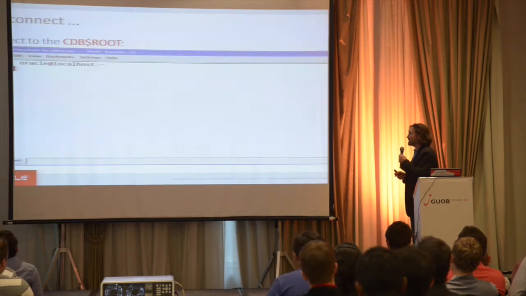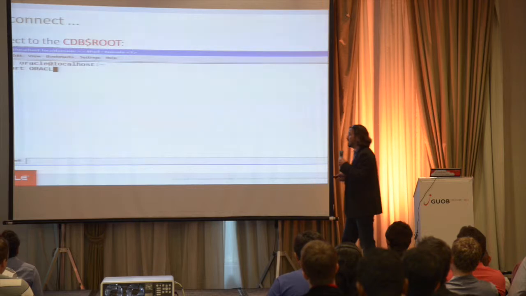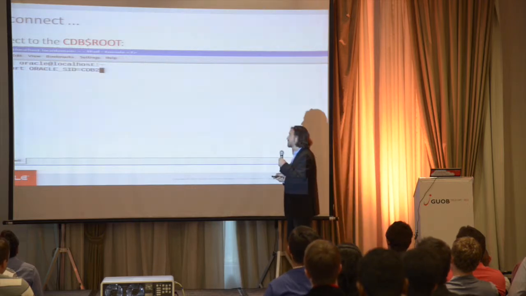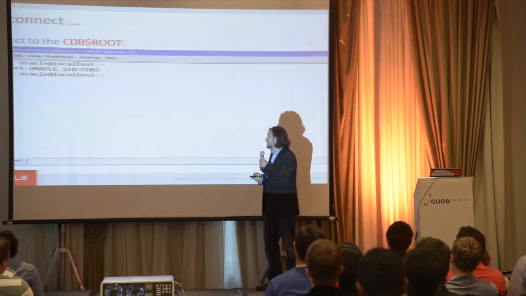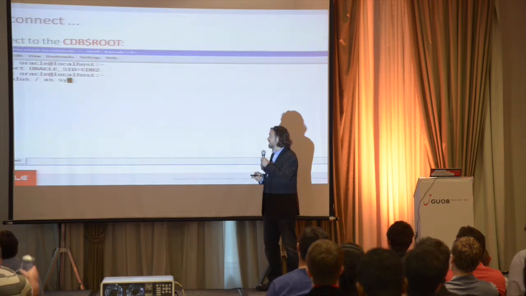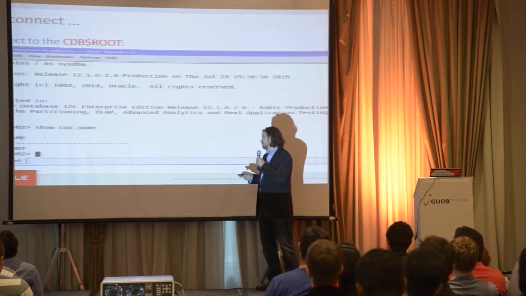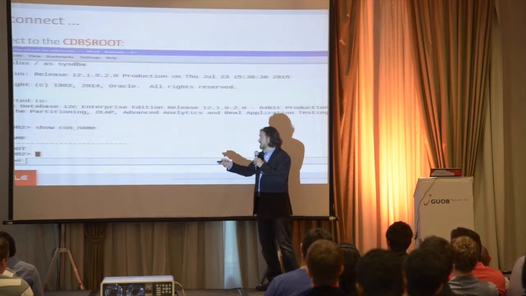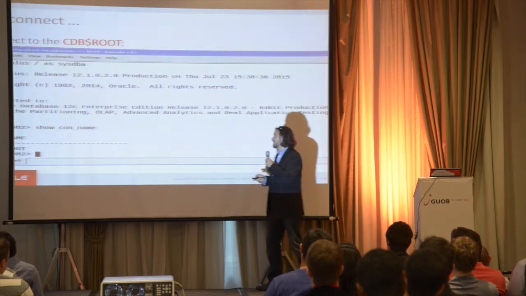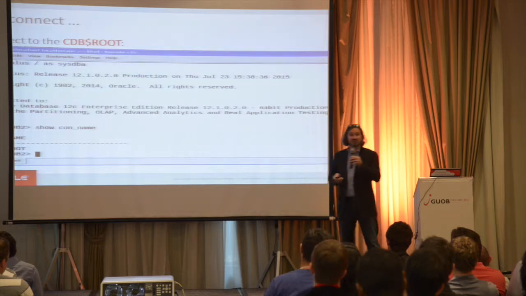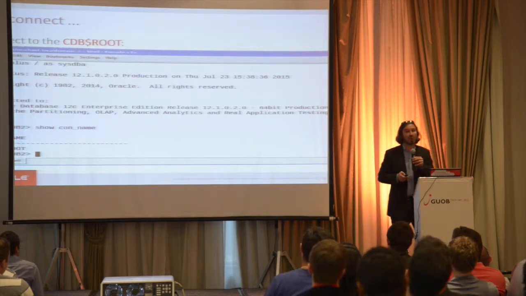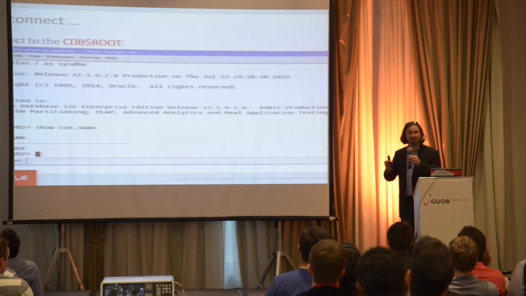Now, how do we connect? Let's connect to the CDB$root. So I export the Oracle SID on the command line, and then I say sqlplus / as sysdba, and I say show con_name, and you see, you can't read it, but it says CDB$root over there. So that is easy. So you can connect to the CDB$root just via OS authentication, as you know it before.